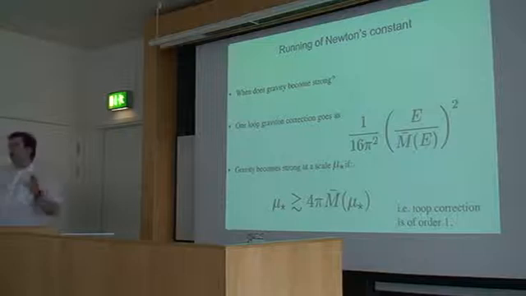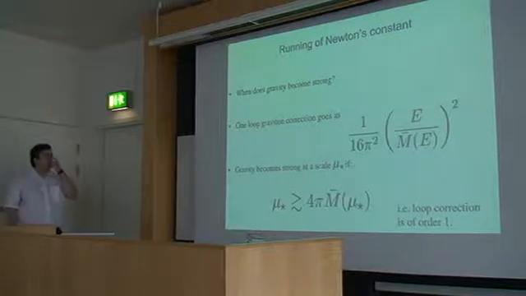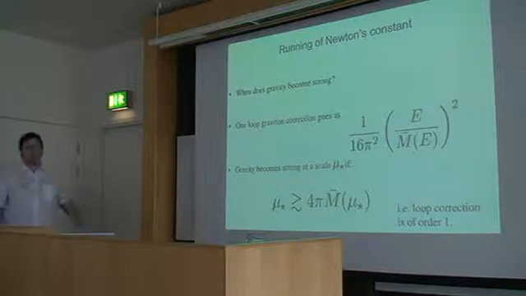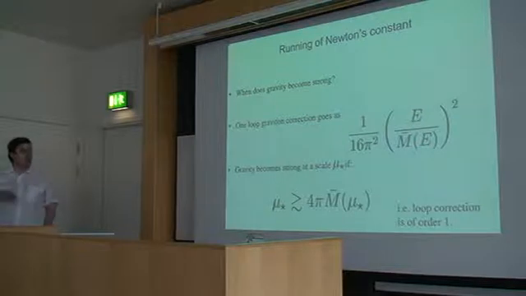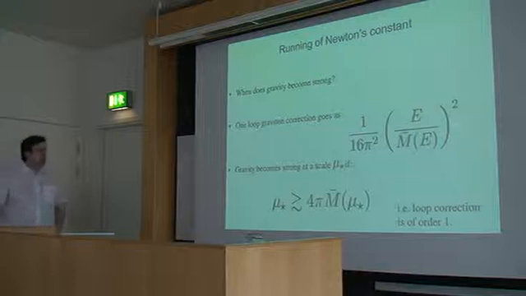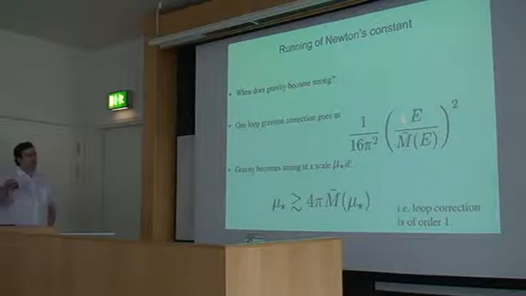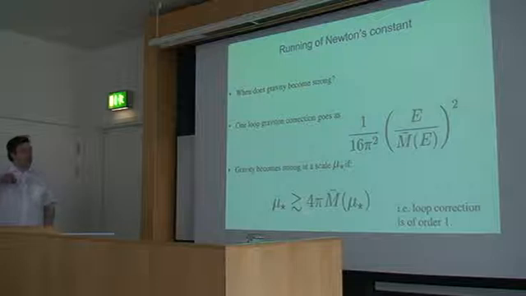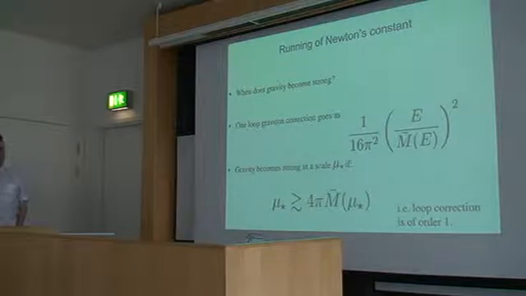Okay, so that's one thing. The other question is, when does gravity become strong in that scenario? So you can estimate the one-loop correction coming from a graviton to itself. And you find that it typically goes as 1 over 16 pi squared, the energy over the reduced Planck mass at this energy, squared. And gravity becomes strong if the scale mu star is greater or equal to 4 pi times the Planck mass at the scale. So you're actually just requesting that the one-loop correction be of order 1. Okay, so that's a criterion we'll use later on. Please keep that in mind.